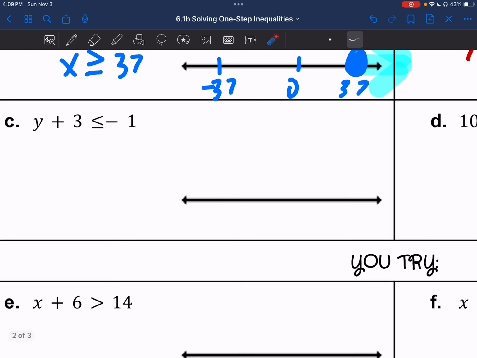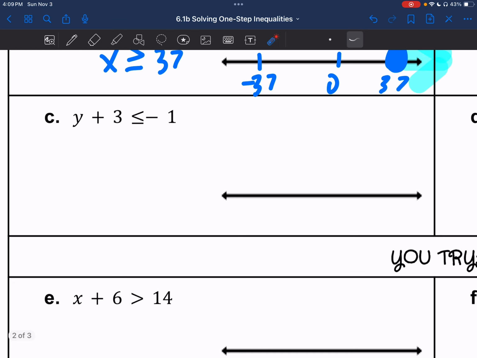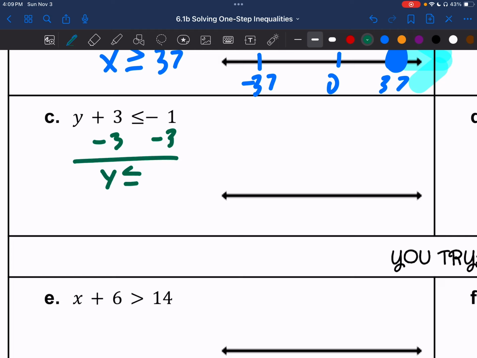All right, letter C. Y plus 3 is less than or equal to 1. So we're going to subtract 3 from both sides. Y is less than or equal to negative 4. So we have our points, negative 4, 0, 4. It is going to be a closed dot. And it is less than or equal to, so we shade to the left.